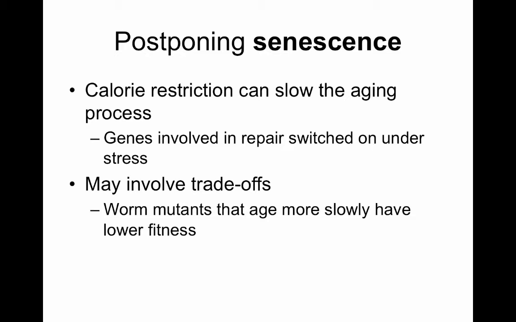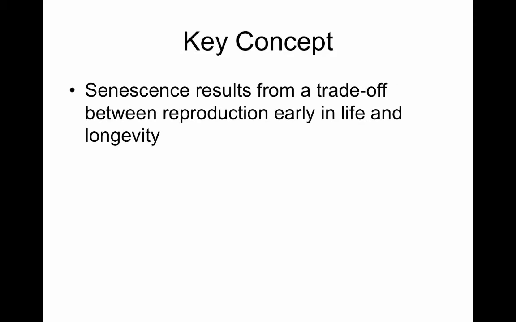But this may involve trade-offs, so that mutants that age more slowly may have lower fitness, and there's evidence of this in fruit flies as well. And senescence is ultimately a trade-off between reproducing early in life and longevity.